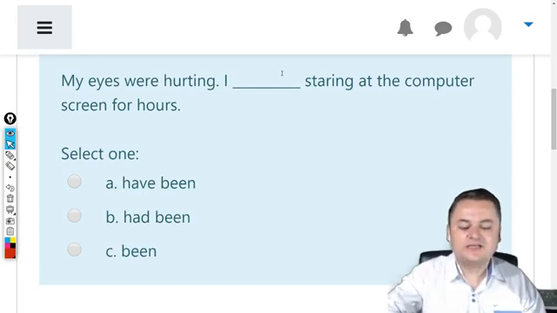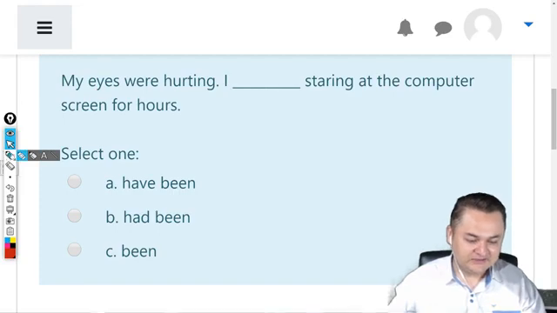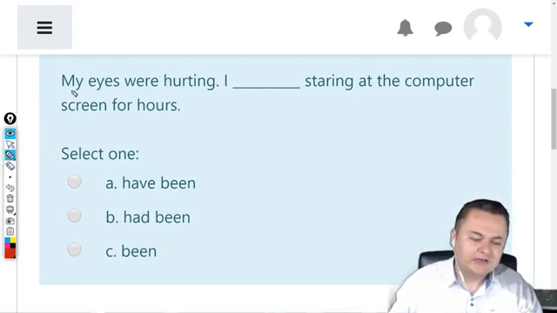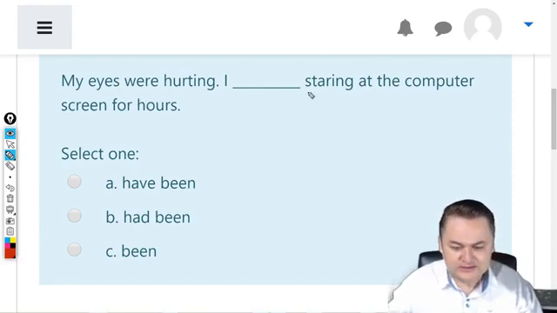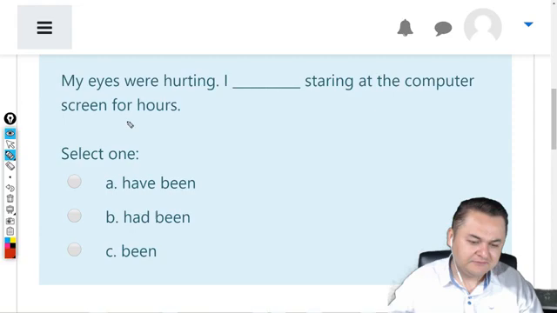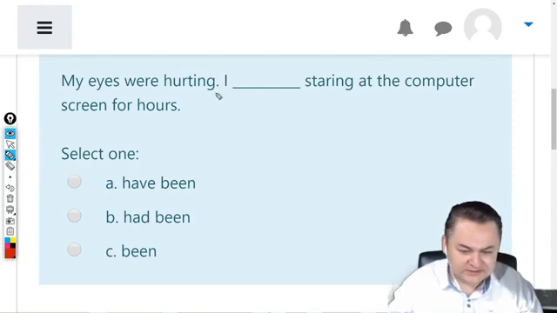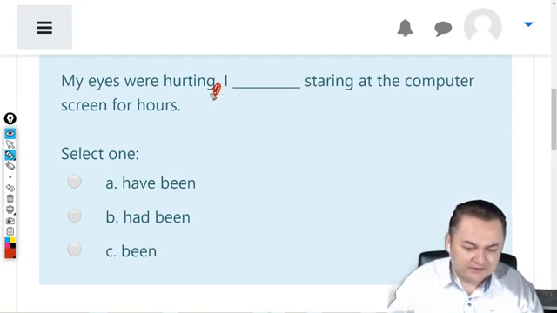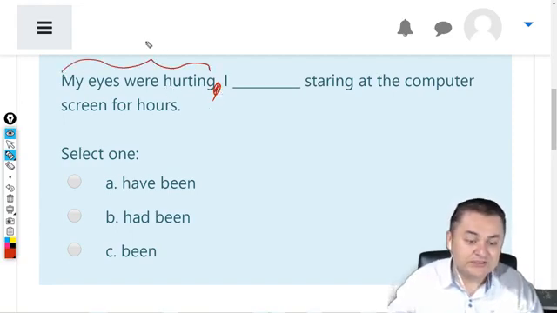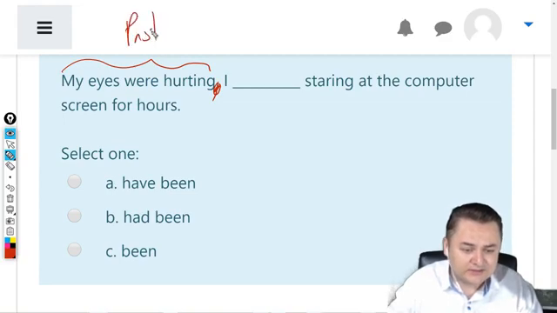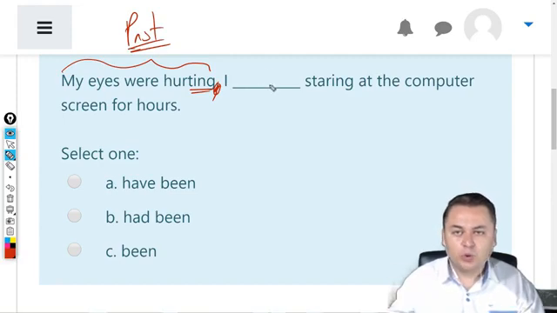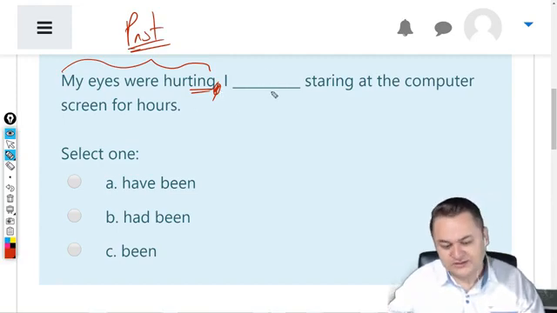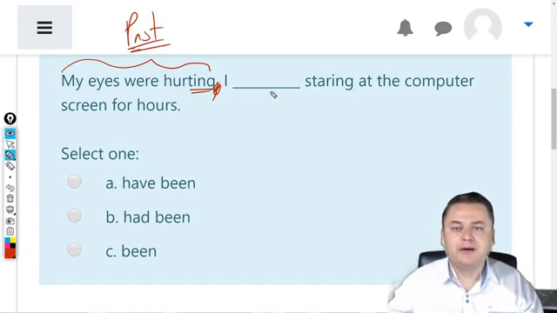Let us do this exercise based on narrative tenses. So, in this exercise, we have this information. My eyes were hurting. I was staring at the computer screen for hours. So, we take the sentence, we divide it into two. Here, there's a period. Then, after that, we pay attention to this. This is in the past. In this case, past progressive. Then according to the order of tenses, the other sentence, the following one, should be in past perfect.